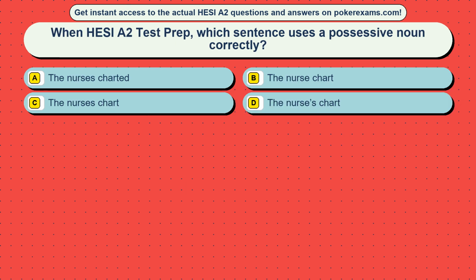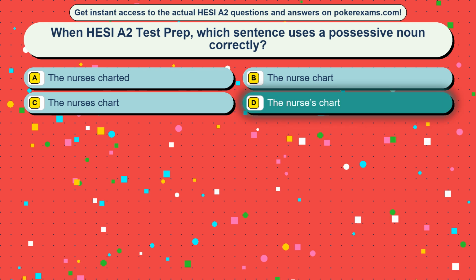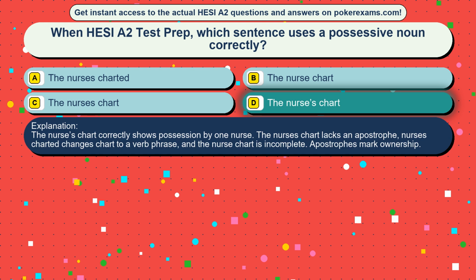Question 19. When HESI A2 Test Prep, which sentence uses a possessive noun correctly? Option A, the nurse is charted. Option B, the nurse chart. Option C, the nurse's chart. Option D, the nurse's chart. The correct answer is option D, the nurse's chart. The nurse's chart correctly shows possession by one nurse. The nurse chart lacks an apostrophe. The nurse is charted changes chart to a verb phrase, and the nurse chart is incomplete. Apostrophes mark ownership.